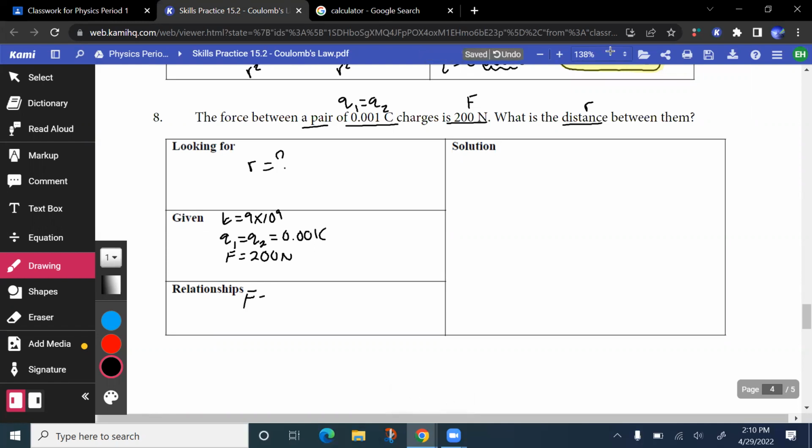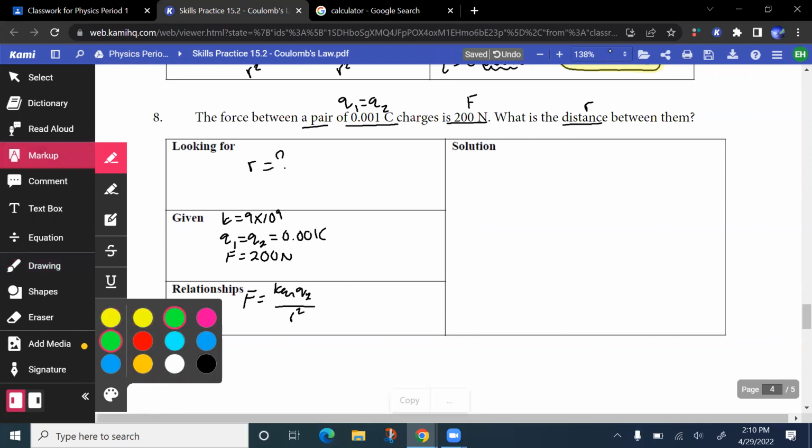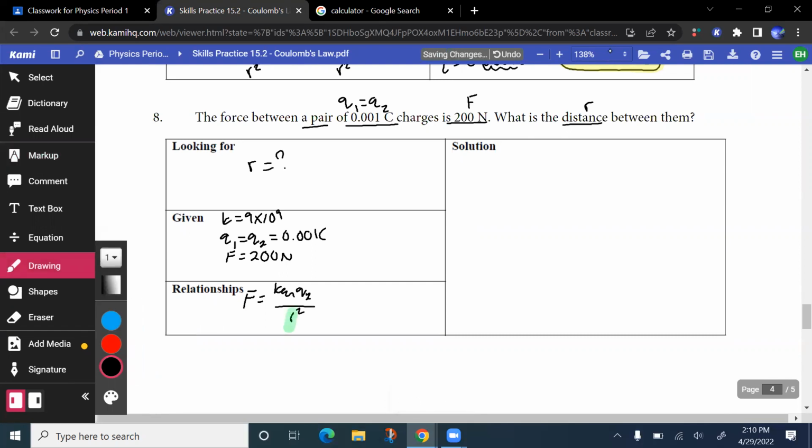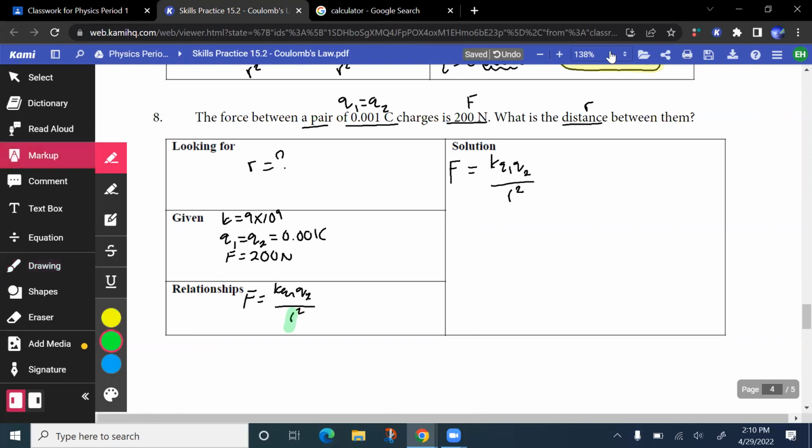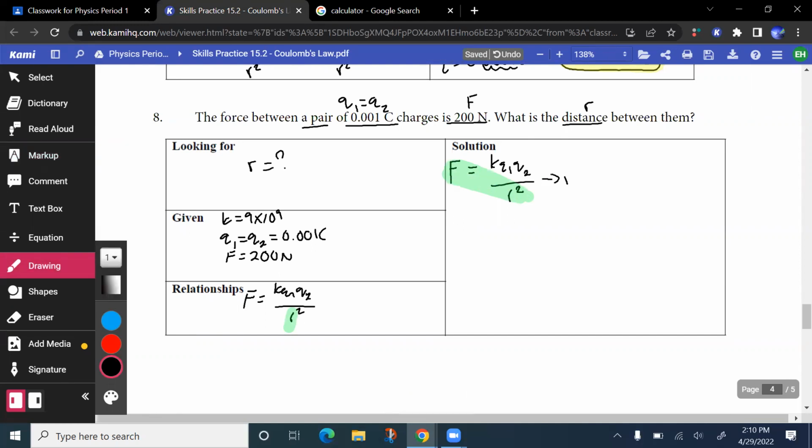Okay, we're using the main equation, F equals K Q1 Q2 over R squared. Now keep in mind, you're solving this equation for R. So to do that, you have to isolate the R squared first and then square root to get rid of the square. So let's start with F equals K Q1 Q2 divided by R squared. What we're going to do is switcheroo those two, swap them, and rewrite. And we get R squared equals K times Q1 times Q2 over F.